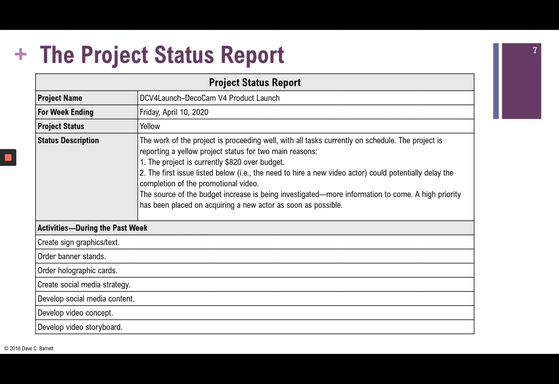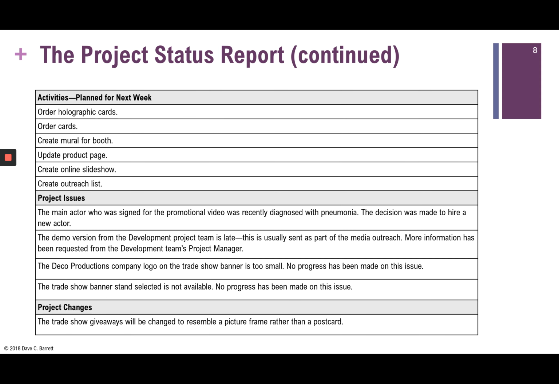The next section, about halfway down the screen, is the activities that were worked on during the past week, and you can see there's a number of activities there. The next section is the activities planned for the next week, and you can see there's a number of activities planned there. There are four main project issues listed, and under project changes, there was one change that was made.